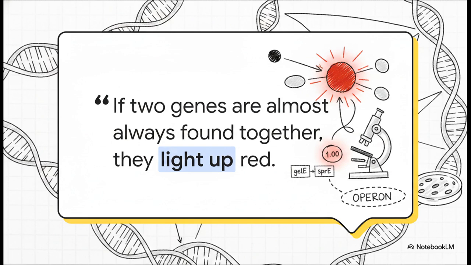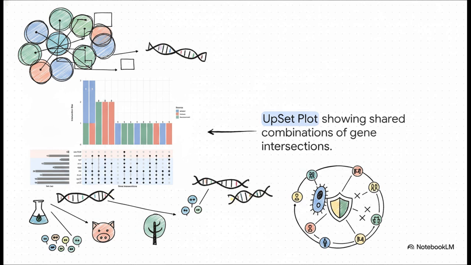Notice that perfect 1.00 correlation between the gelE and sprE genes? That makes total biological sense because they sit in the exact same operon, meaning they get inherited as a package deal. It's a really fantastic internal check that proves this data perfectly aligns with real-world biology. And this next chart brilliantly illustrates those gene combinations numerically. You're looking at an upset plot.